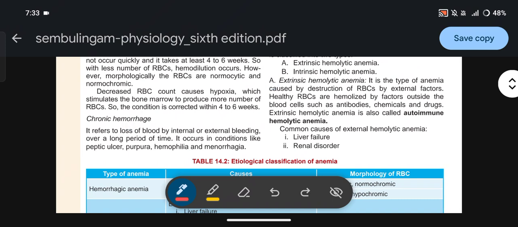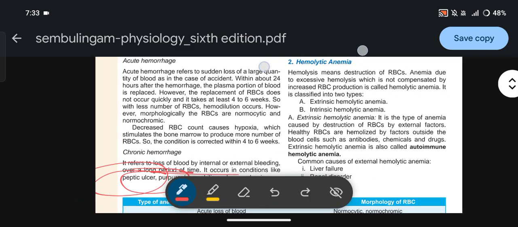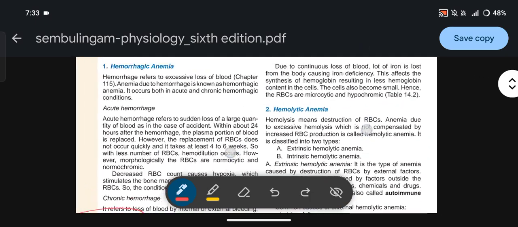Now, chronic hemorrhage. Chronic hemorrhage refers to the loss of the blood by internal or external bleeding over a long period of time, and it occurs in conditions like peptic ulcer, porphyria, hemophilia, and menorrhagia. So what are the conditions? One is peptic ulcer, porphyria, hemophilia, and menorrhagia. So these are the conditions in which you can find the chronic hemorrhage.